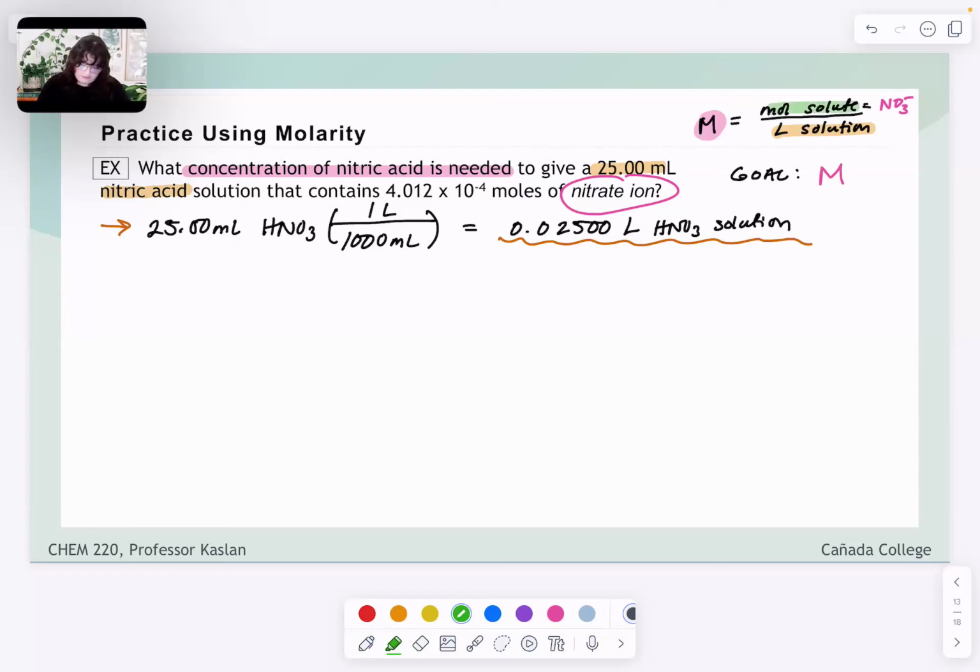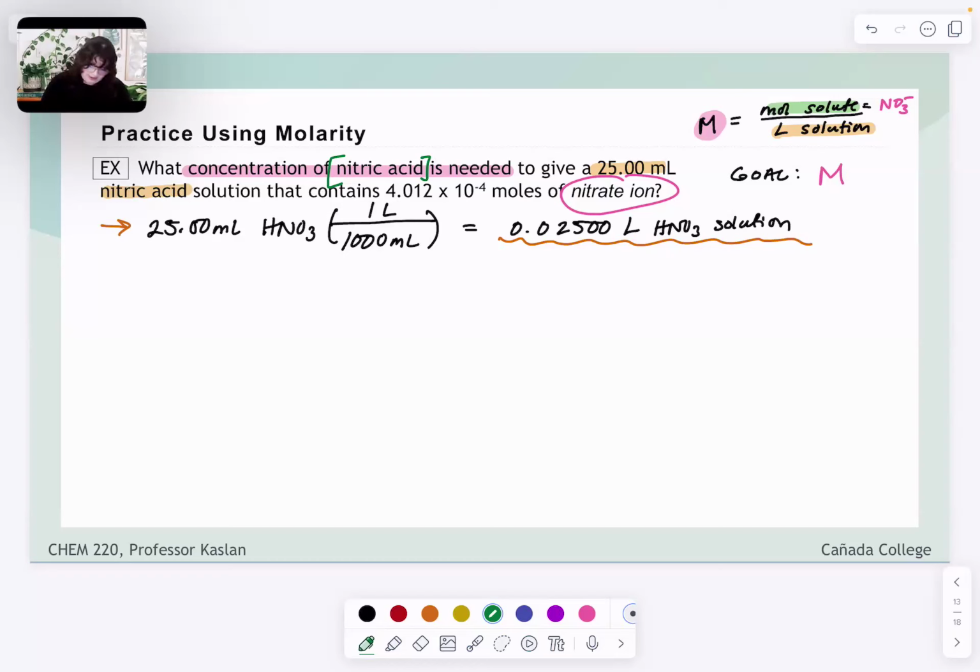Now, moles of solute, specifically the nitrate ion. So let's take a look at what this problem is saying. What concentration of nitric acid? So we are asked how much nitric acid is needed so that we have a nitric acid solution that contains this number of moles of nitrate ion.